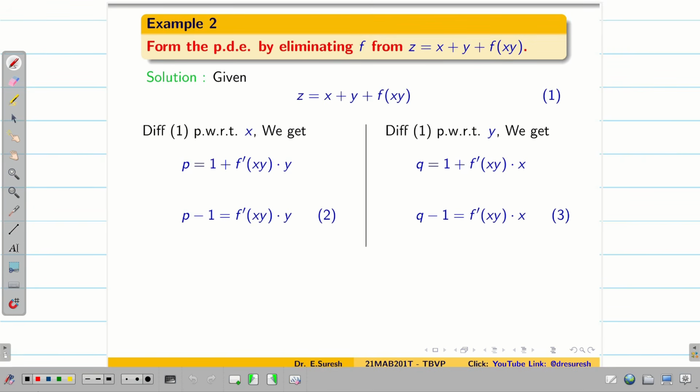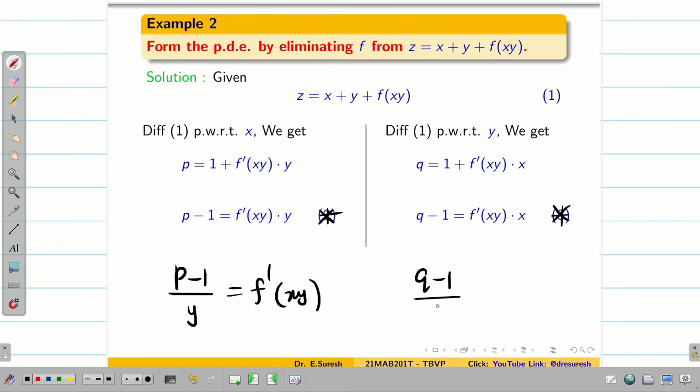Next, we are going to revisit example 2 again. Some students don't like finding equation 2 and equation 3 and dividing it or multiplying it. In this case, what we can do, I want to eliminate the function. So I can take all the remaining terms to the other side. So p minus 1 by y is equal to f dash of xy. Here q minus 1 by x is equal to f dash of xy.